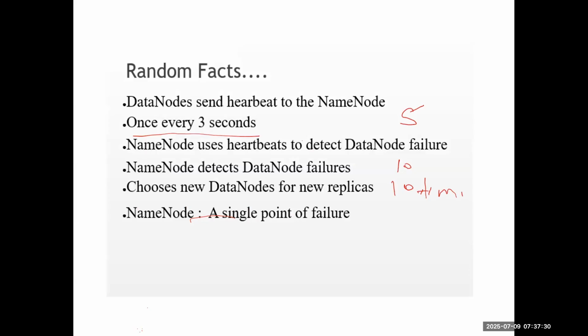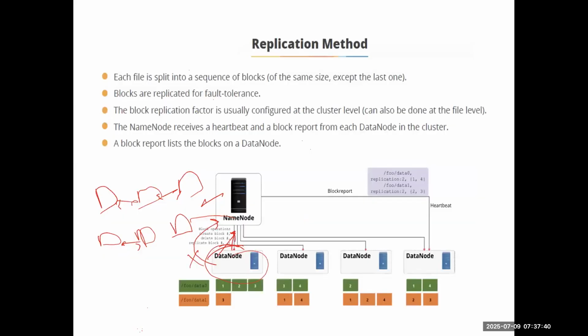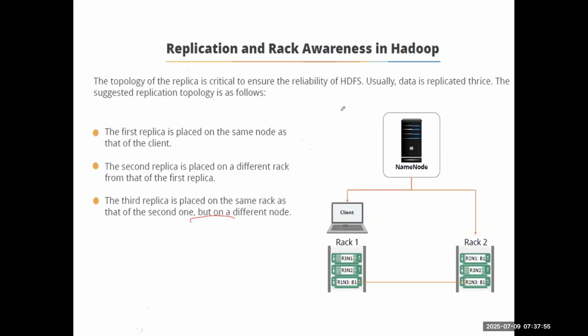As soon as the name node detects the data node failure, it will choose a new data node for the replicas. I told you about this, right? So as soon as it finds that this node is down, whatever data is present here, it will try to copy to some other data node and keep the information in its metadata.